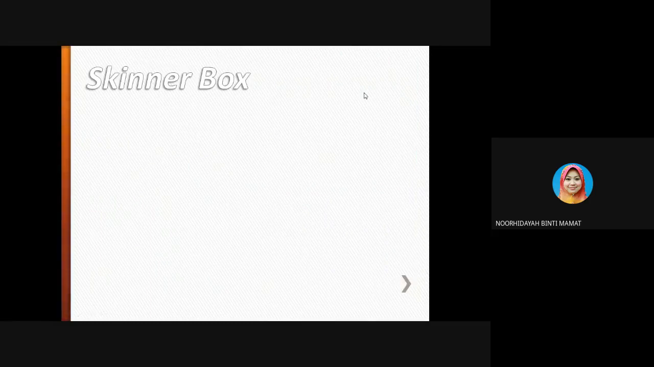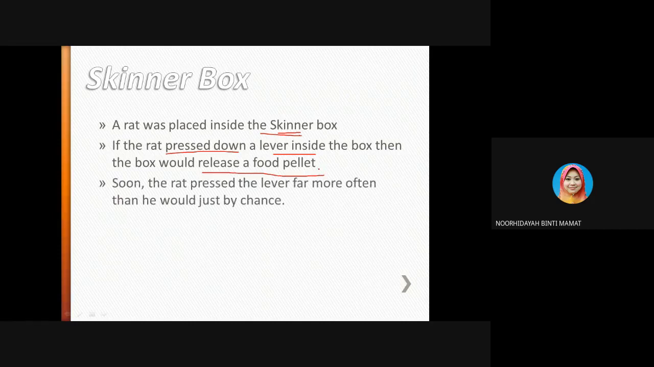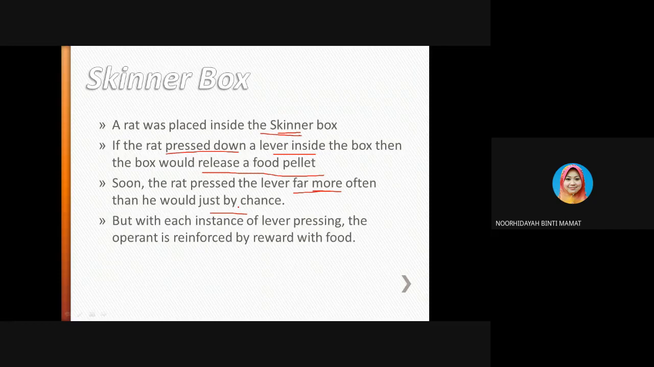The second type of operant conditioning is the Skinner box. In these experiments a rat was placed inside a Skinner box, and if the rat pressed down a lever inside the box, the box would release a food pellet. Soon the rat pressed the lever far more often than it would just by chance, because each time the lever pressing, the operant, is reinforced by a reward of food.